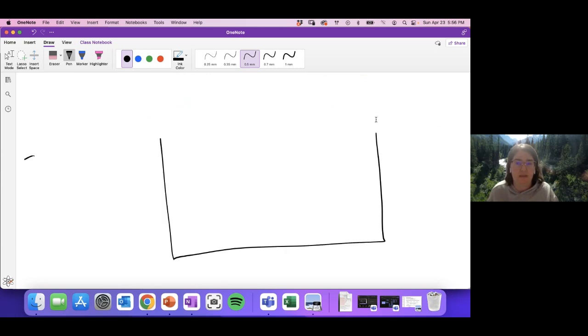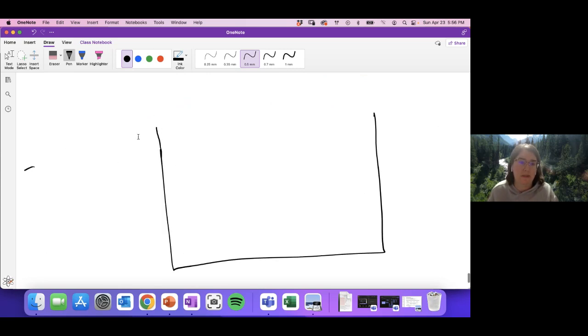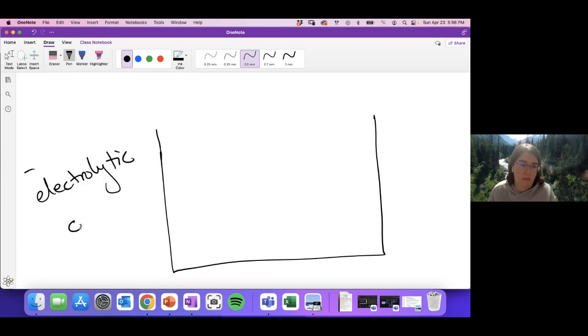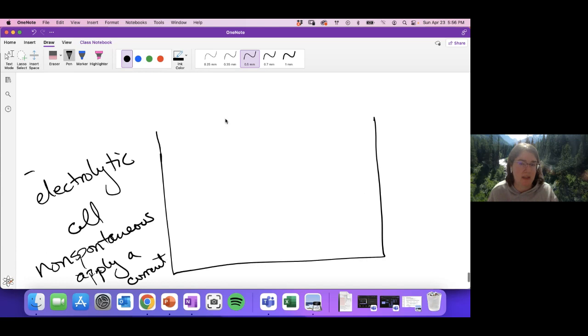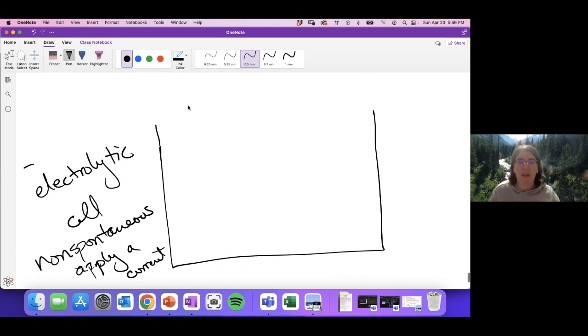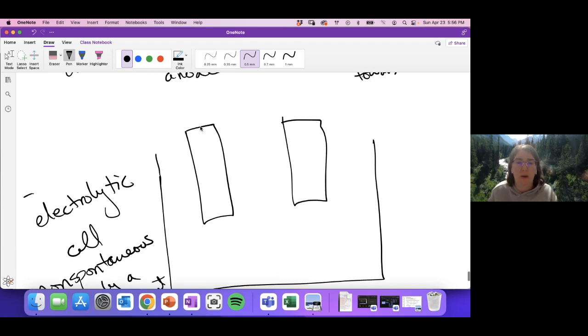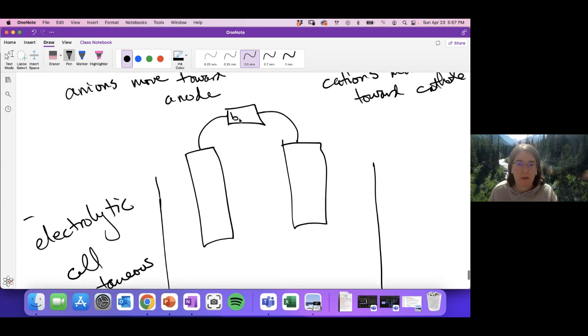So an electrolytic cell, to draw a bigger beaker, is non-spontaneous. Since it's non-spontaneous, we actually have to apply a current. We have to apply electricity to this. So typically when you see an electrolytic cell, it still is going to have an anode and a cathode. And it's still going to have a wire, but they usually put a battery in this thing because they're trying to demonstrate that you're going to apply a current.